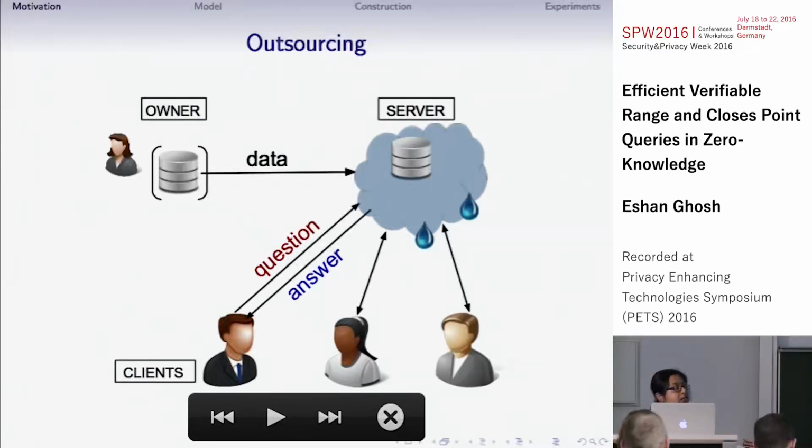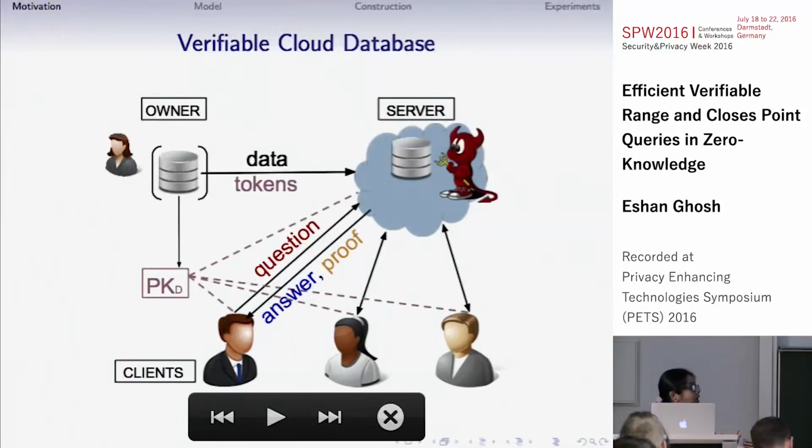Traditionally, cloud databases have been studied in the following three-party model. A trusted owner of the data pre-processes the data to generate some tokens specific to the data, and outsources the data and the tokens to this cloud provider. It also generates a short, succinct digest about the data, which it posts publicly, called the PKD, and it goes offline from this whole phase. Later, when clients want to query the data, they interact with the server to ask questions about the data and get the corresponding answers.